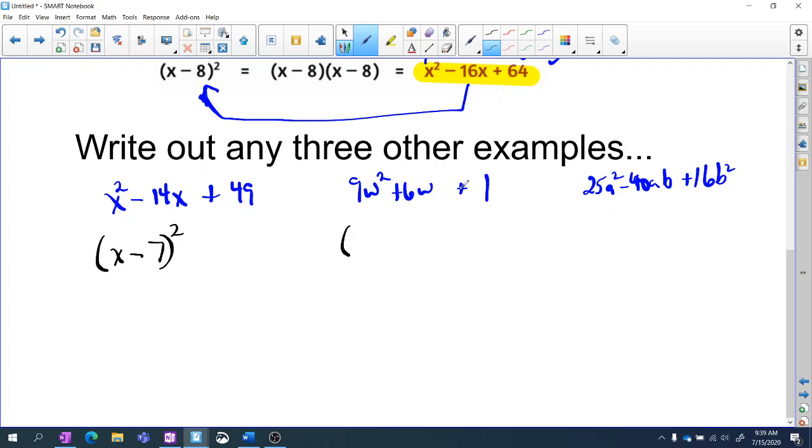Now again, you have to make sure you've checked that the pattern has held true. You took the square root of this one, the square root of this one, you multiplied and doubled, you got this one. Once you realize that that's the pattern, then it is square root of the first one, sign of the middle one, square root of your third term, in brackets, squared. Square root of the first term, 5a, sign of the middle one, square root of your last term, in brackets, squared.